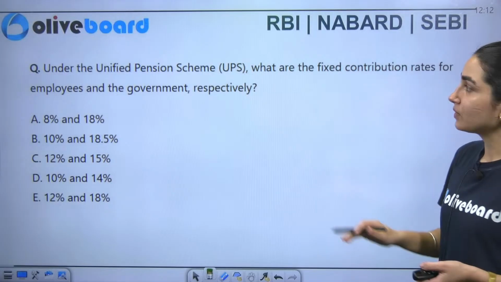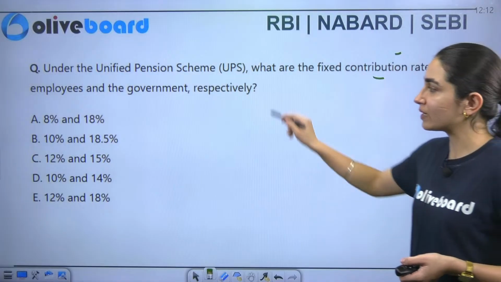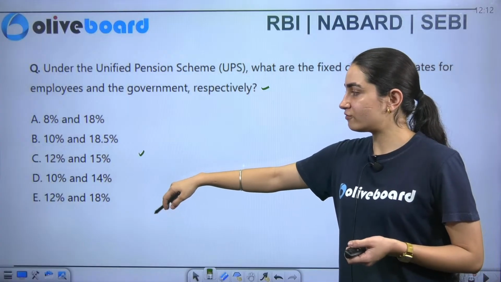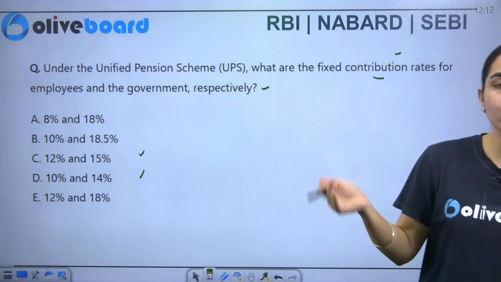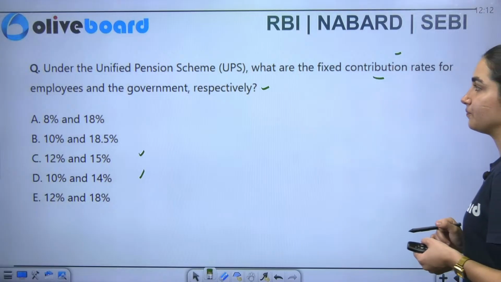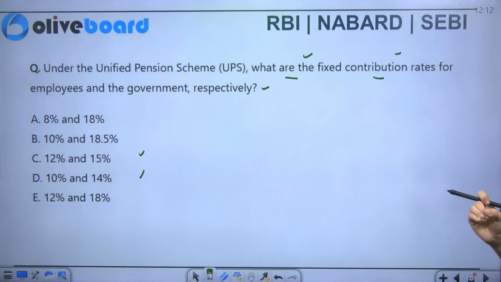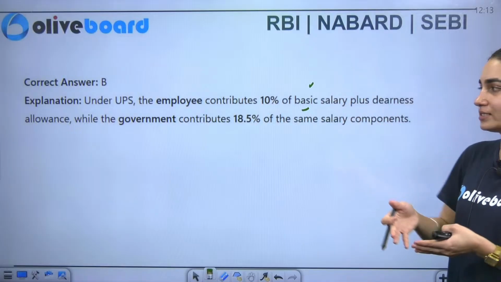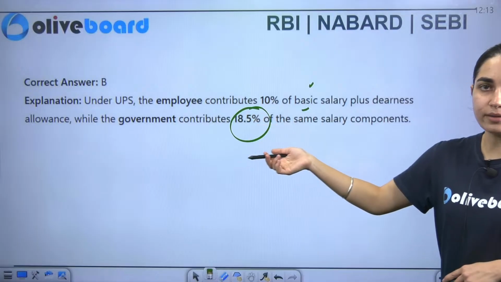Now the next question says, under the unified pension scheme, what are the fixed contribution rates for the employees and the government respectively? Is it 8 and 18%, 10% and 18.5%, 12 and 15%, 10 and 14%, or is it 12 and 18%? Now you have a few options here in front of you. You people have to tell me which one is the correct answer. Is it A, B, C, D, E? Under this unified pension system, it is 10 and 18.5%. So we have 10%, that is the employee contributes 10% of the basic salary, and then we have the government contribution as well, or we can call it the employer also.